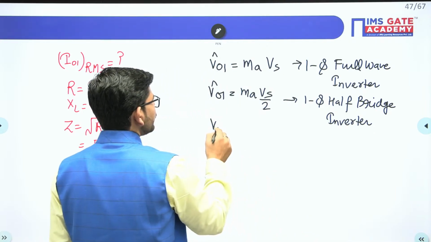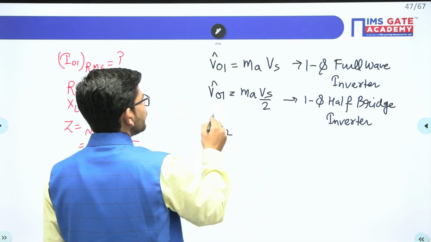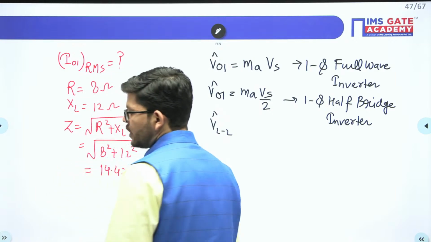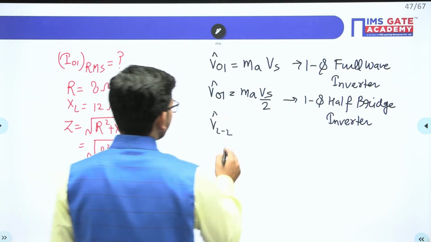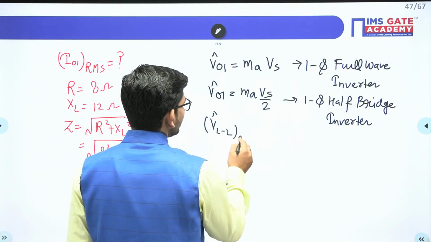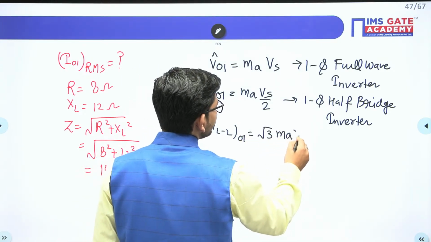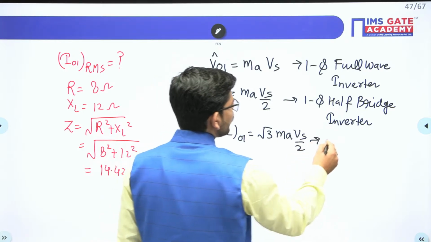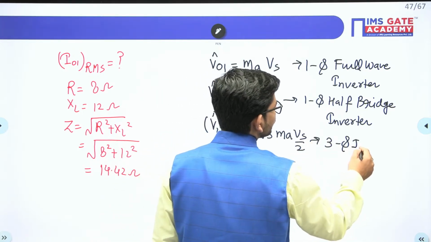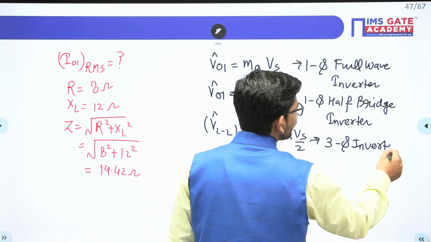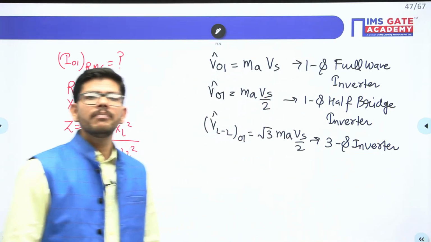And if this would have been a 3-phase inverter, then we would have calculated the line to line fundamental component, the peak of the line to line component, and that will be root 3 MA Vs by 2. This is for 3-phase inverter. So just remember these formulas. These are very, very important for you.